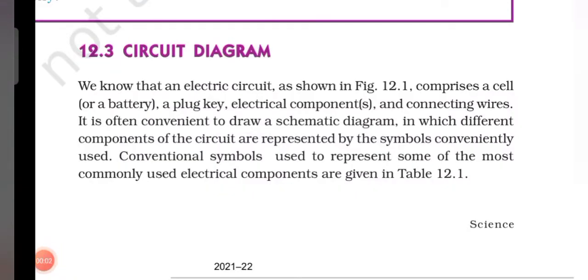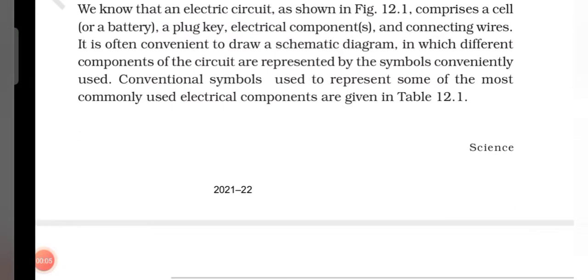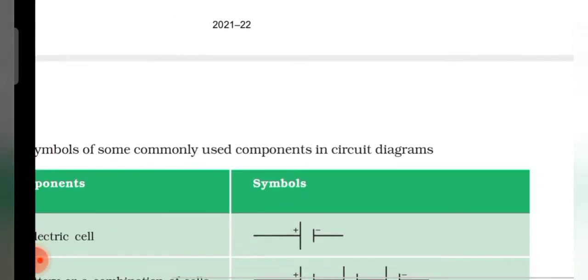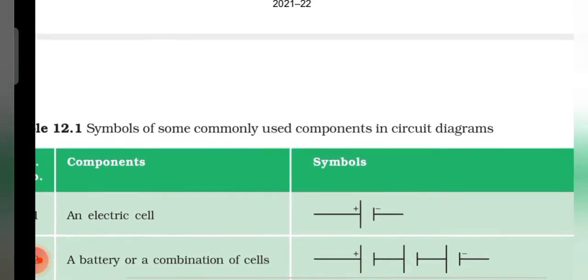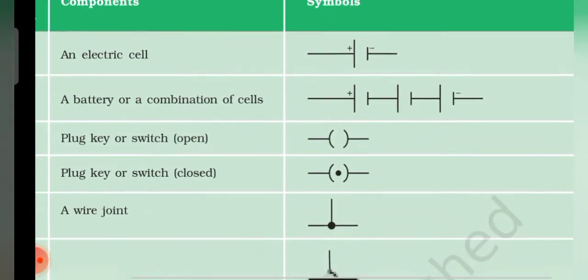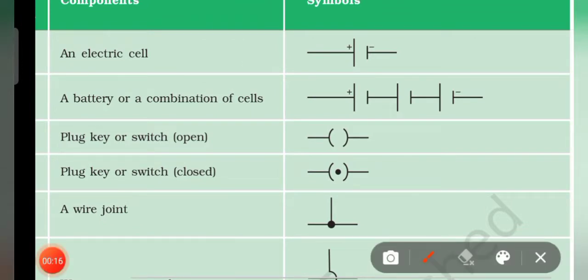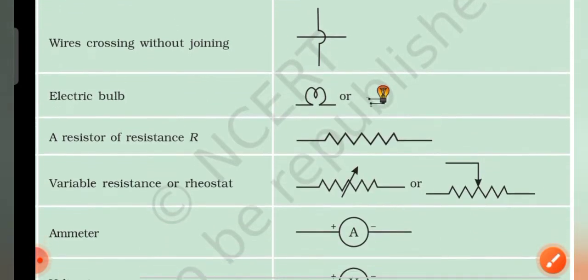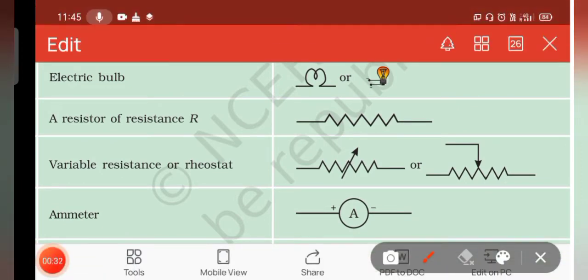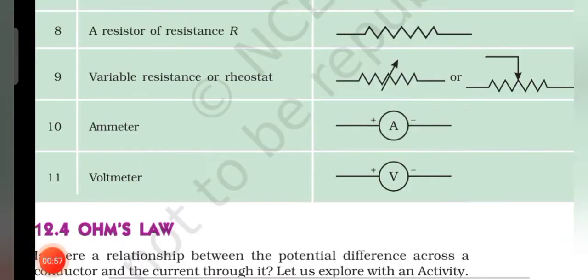Our next topic is circuit diagram. It consists of a cell, a battery, a plug key, electrical components and connecting wires. You can see here this is the symbol of an electric cell, this is a battery, this is a plug switch, this is an open switch, and this is a closed switch. This is a joint wire, and this is wires crossing without joining. This is an electric bulb, this is a resistor or resistance, this is a variable resistance, and this is a rheostat diagram. It will be helpful to you.